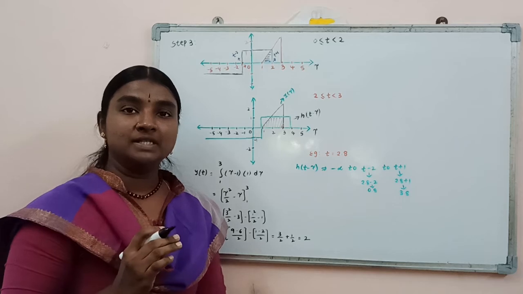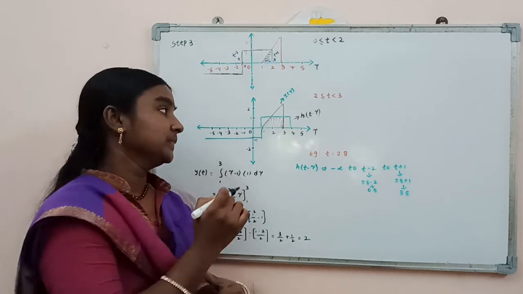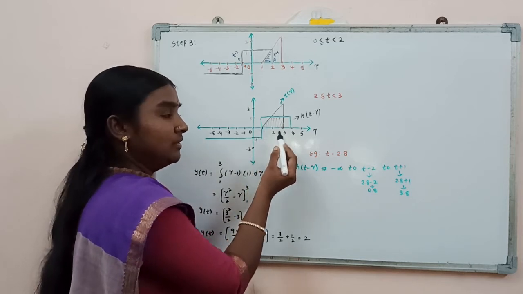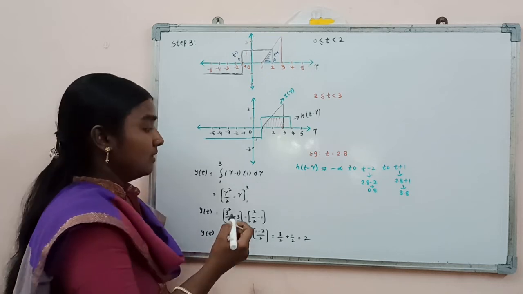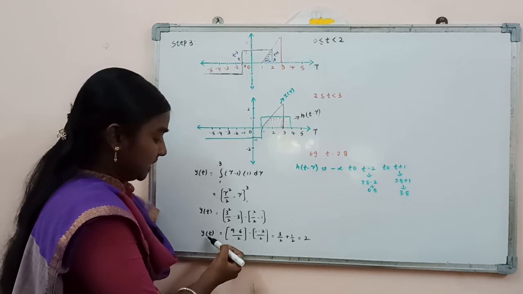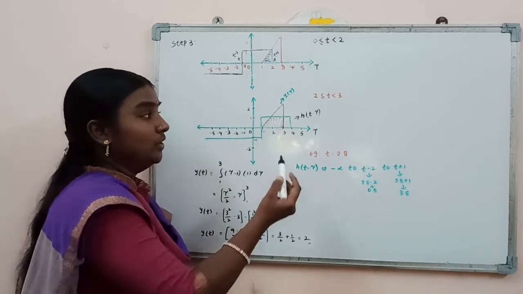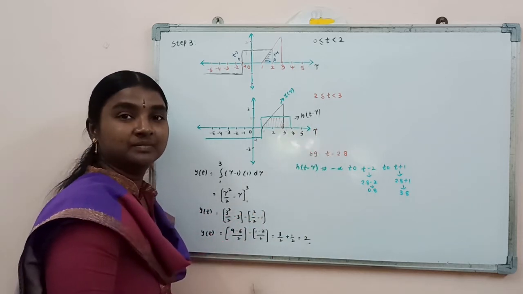So, by considering these two signals x of tau and h of t minus tau, the integral limits are going to be from 1 to 3 for this overlapping area. If we do the integration for these equations, we may find the output signal y of t will be equal to 2 in the interval 2 less than or equal to t less than 3.